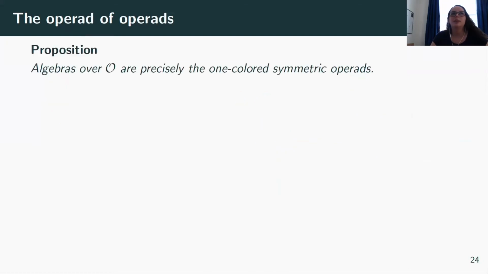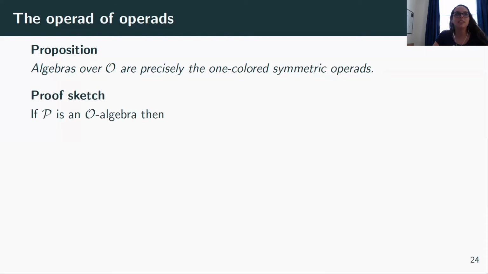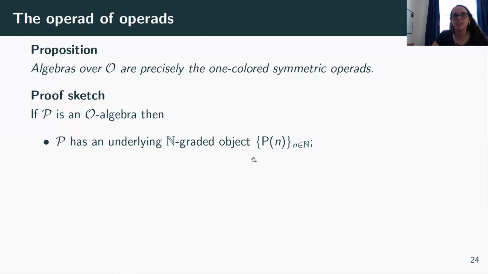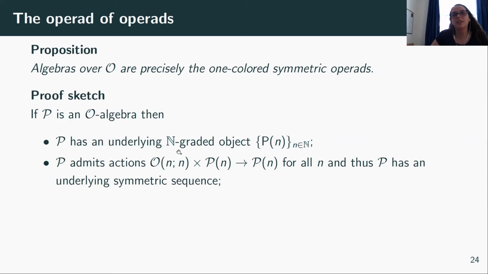Okay, now what we wanted, the proposition, is that algebras over O are precisely the one-colored symmetric operads. And I'm not going to prove this, but just as a sketch, let's see that everything works. To give the data of an O-algebra P is, well, to give first, for any color, a space. So in particular, this has an underlying graded object. If you look at the trees represented by this, here I have only one vertex, which has n inputs. So this is just a corolla. And the only data you have on this corolla is the labeling of the leaves, which is acted on by a symmetric group. So this is just encoding how the symmetric group acts on the space P(n).